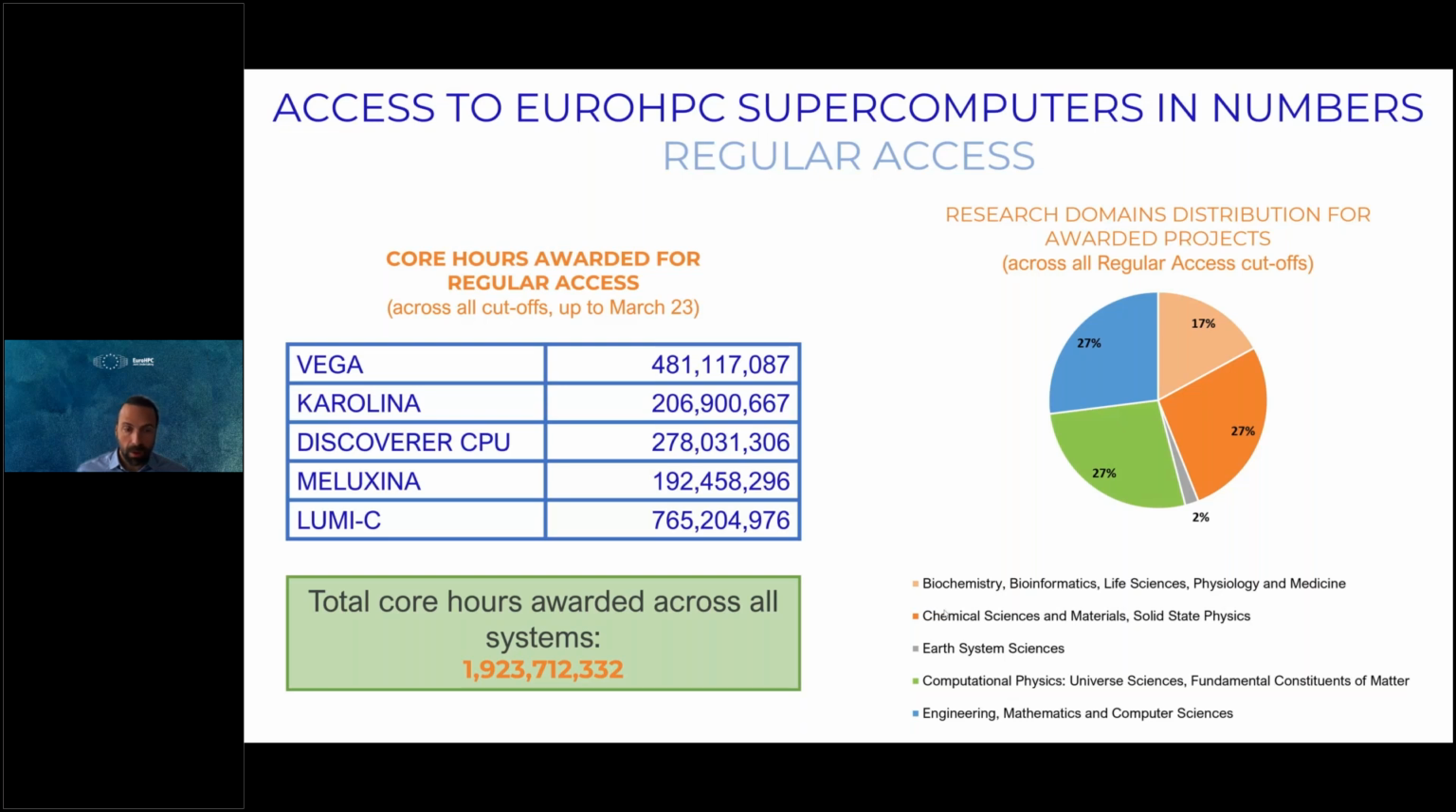The total core hours awarded across all systems is very significant, as you can see in the figure on the slide, and it also indicates a little bit of the breakdown by the individual systems that we have awarded so far. The portfolio of applications covers a relatively broad range, typically, of course, of areas that are strongly represented in the European ecosystem: biochemistry, bioinformatics, chemical sciences, earth system sciences, to a smaller extent, computational physics, of course, traditionally users of significant HPC resources, as well as engineering, maths, and computer science.